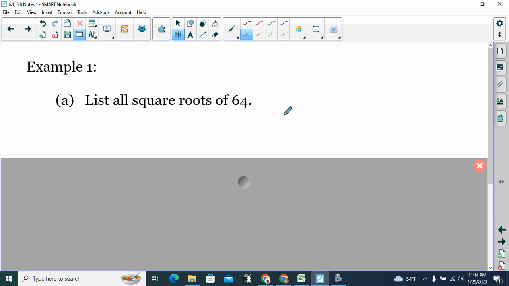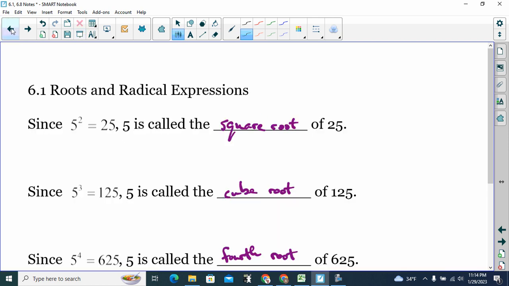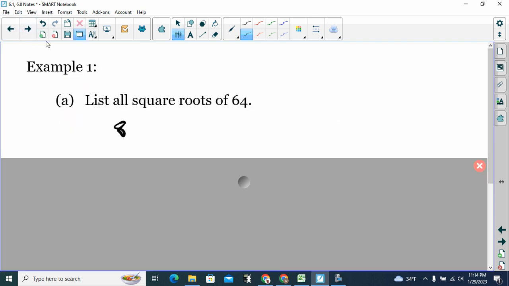Example 1 asks us to list all square roots of 64. I think hopefully we can recognize very quickly that 8 is a square root of 64. Based on what we just talked about, is negative 8 a square root of 64? We said since 5 squared was 25, 5 was the square root of 25. Negative 8 squared is 64, so negative 8 is indeed a square root of 64.